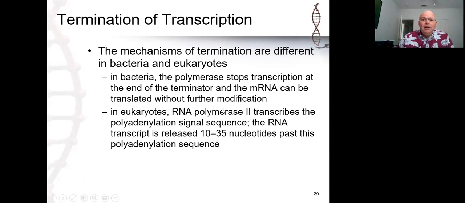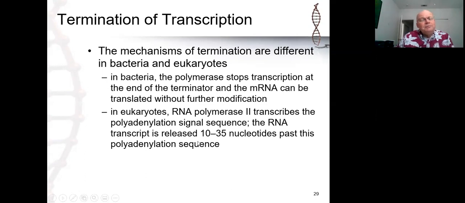In the case of eukaryotes, there is an additional piece of RNA that's added to the tail of the gene. It's called a poly-A tail. And the length of that is determined by a sequence within the gene itself. We'll talk a little bit more about that when we do the RNA processing in a few moments.